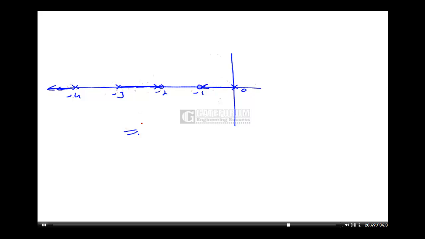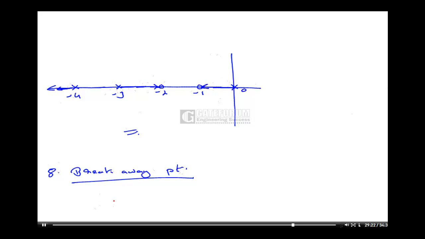Now the eighth point is the breakaway point. What is breakaway point or break-in point? Breakaway points are the points at which the poles come together and go apart. The point at which they come together is called the break-in point, and the point at which they move apart is called the breakaway point. The point where they're coming in is called break-in point. The point where they're going out is called breakaway point.